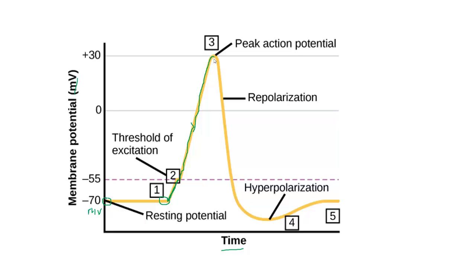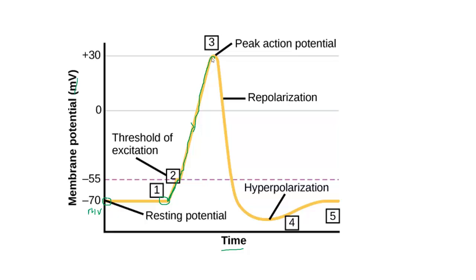At this point, there is so much sodium inside the neuron that if you hook it up to a voltage meter, it is going to read plus 30 millivolts. Once it reaches plus 30 millivolts, all of the sodium gates have closed. Sodium cannot enter the cell anymore. Potassium gates are going to open up. Once the potassium gates open up, potassium is going to exit the cell.